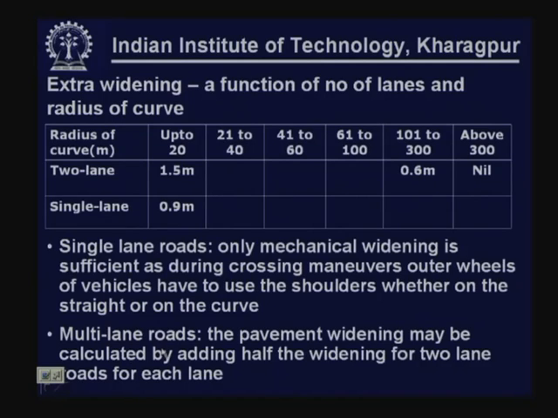For multi-lane roads, the pavement widening may be calculated by adding half the widening for 2-lane roads for each additional lane, because values are given in the IRC table for 2-lane road. So, therefore, for 3-lane, 4-lane like that, the pavement widening may be calculated by adding half the widening for 2-lane road for each additional lane. So, that way one can calculate the required widening for any conditions as per the Indian Roads Congress procedure, IRC procedure. Now, let us see the AASHTO approach for calculation of extra widening.